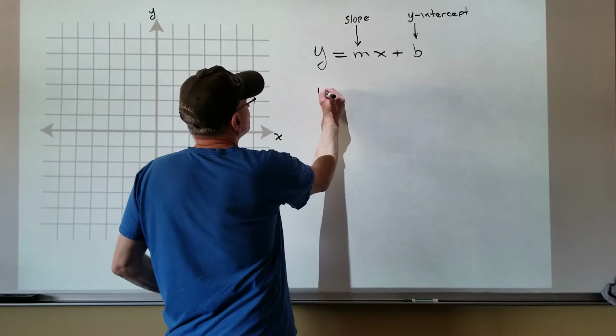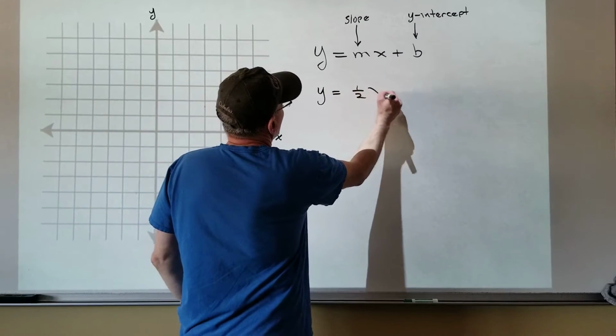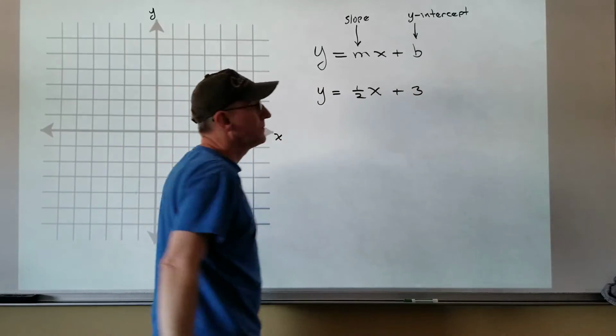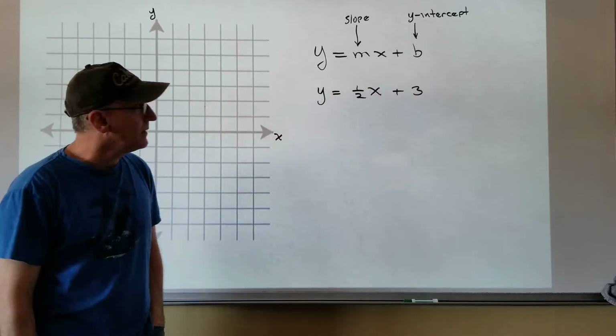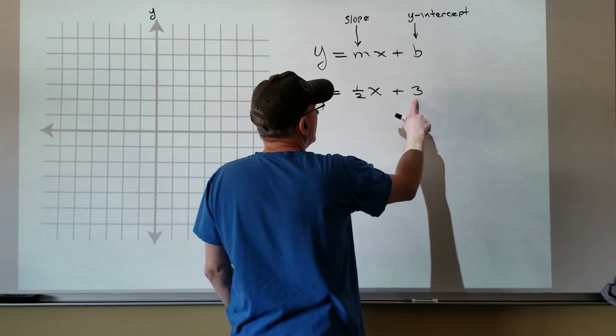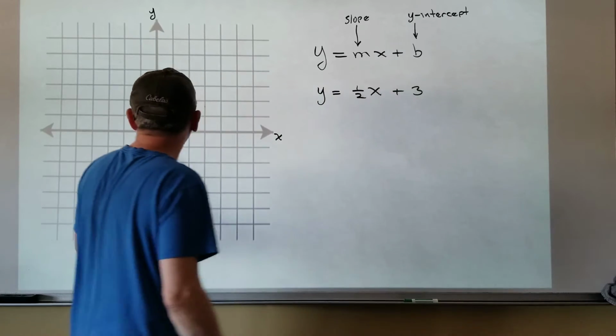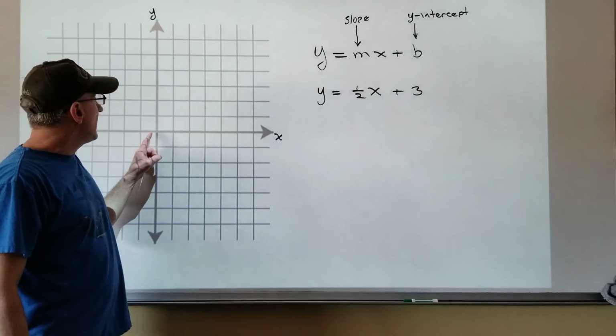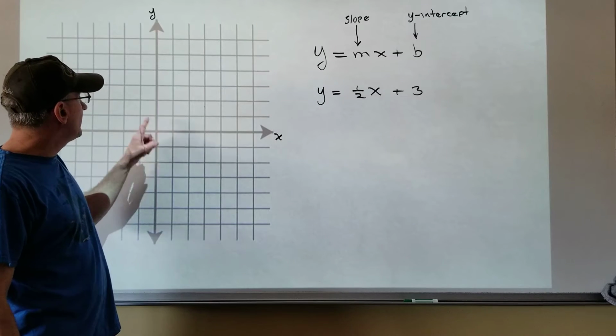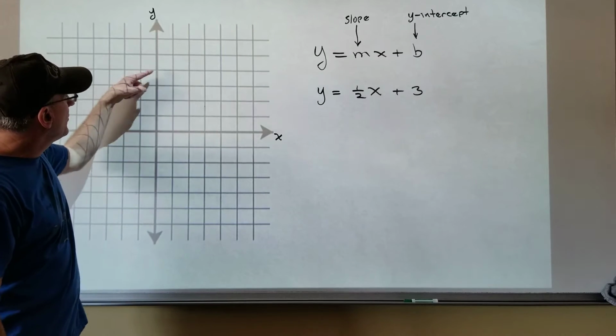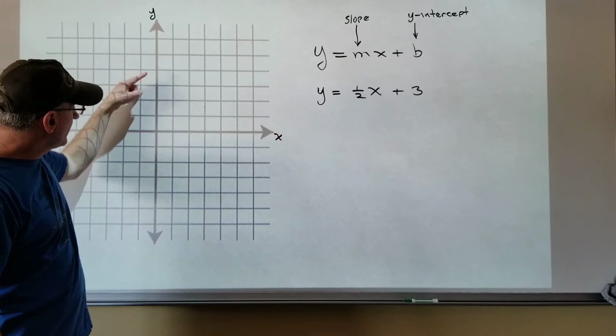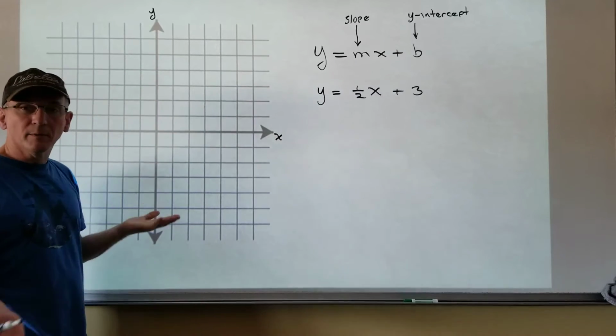Here's an example. Y equals 1/2 x plus 3. Start with the y-intercept, and remember, everything on the y line has x equal to 0. Here's the point 0, 1. Here's the point 0, 4. Here's the point 0, -2. They all start with 0.